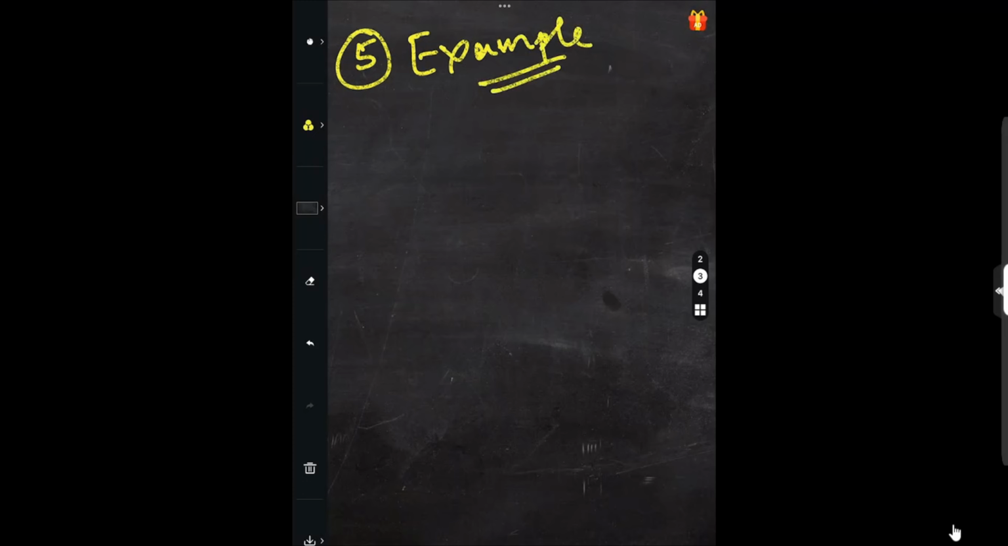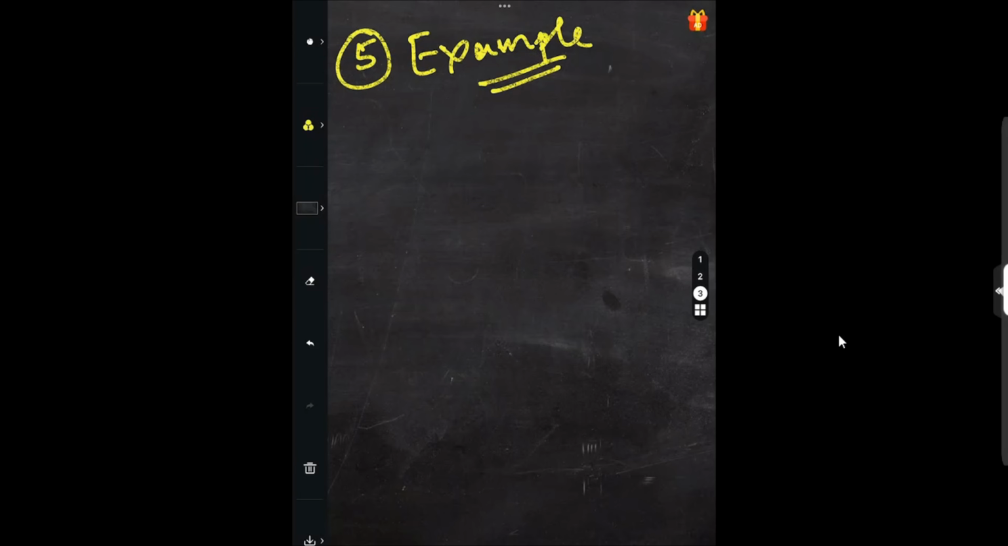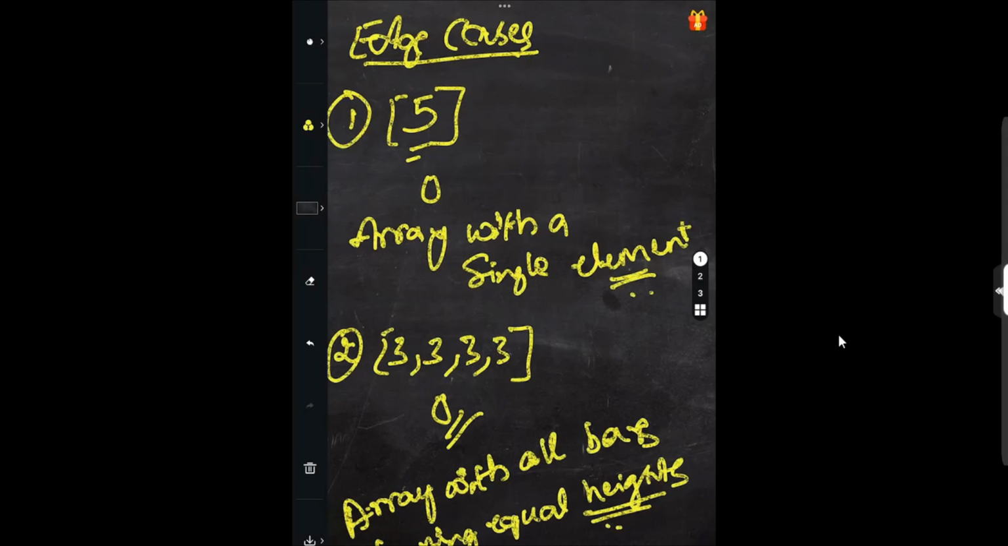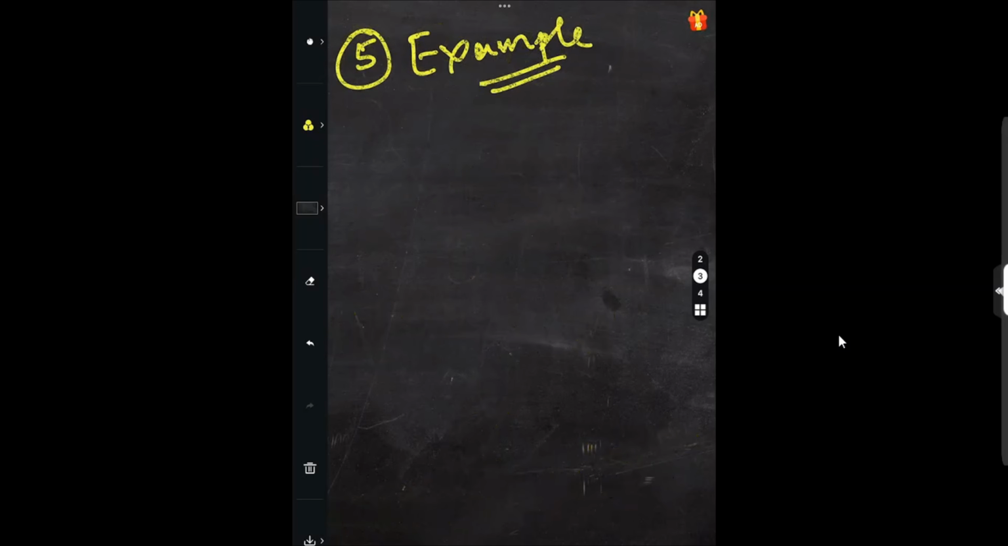So just give me a second here. So this one I'm speaking of 0, 1. The output will be 6 here, right? So I have already explained this one. This is the fifth edge case. So what are the edge cases that we have discussed now? Array with a single element, array with all the bars having equal heights, array with decreasing heights, array with increasing heights, and finally the example one, right? So then next what we will do, let's start writing the code.